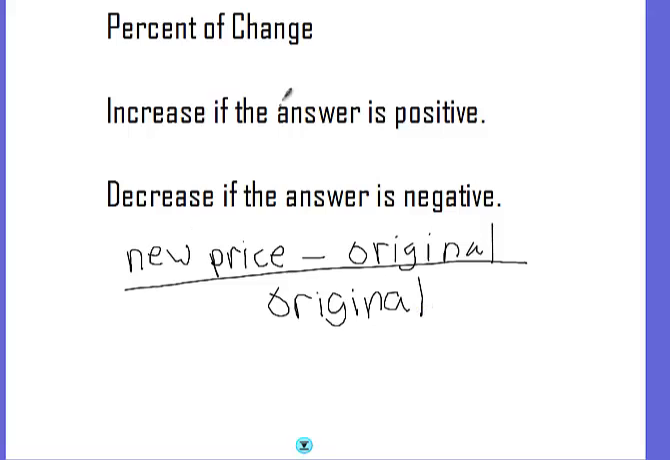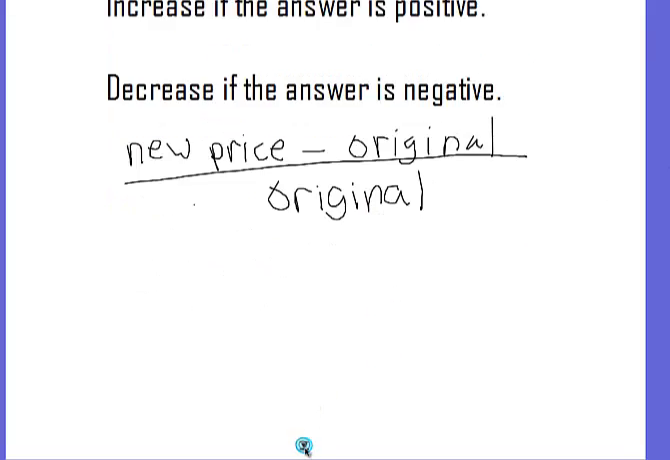All right, so when it comes to percent of change, there's two implications. We can either have an increase in price if the answer is positive, a decrease in price if the answer is negative. Some people use two different equations for the two. It really just is a flip-flop of your numerator. But I just use this equation, new price minus original over original. If your answer is positive, you know it's an increase. If your answer is negative, you know it's a decrease. All right. So let's go to one example.